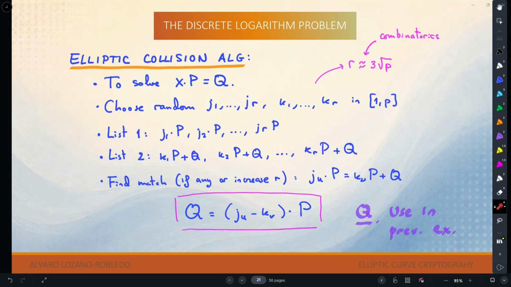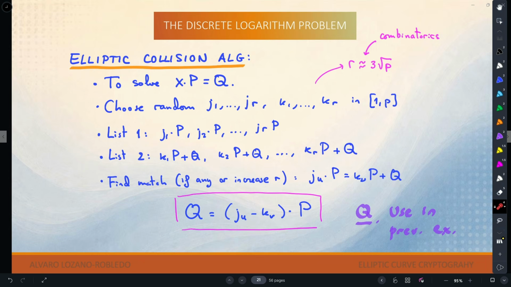For example, there's a collision algorithm that says the following. You choose random numbers j1 through jr and k1 through kr between 1 and p. How many? Combinatorics suggests you need about 3 times the square root of p of those numbers. Then you choose some random set of numbers, and at some point you will find a match. You can use the version of Shanks to show where there would be a match. When you find a match, you can figure out what Q is. Just solve for Q in this one.